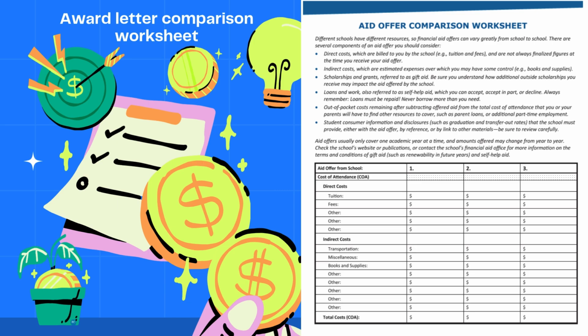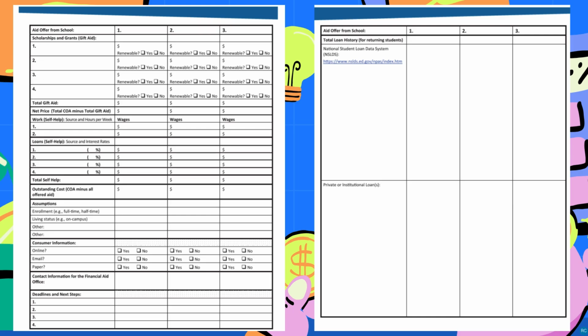And lastly, let's go over an award letter comparison worksheet. So different schools have different resources. Financial aid offers can vary greatly from school to school, as we may know. There are several components of an aid offer you can consider and compare, such as direct costs, indirect costs, scholarships and grants, loans and work studies, out-of-pocket costs, and so a tool like such can allow us to compare what each school is offering you. So let's break this down a bit.